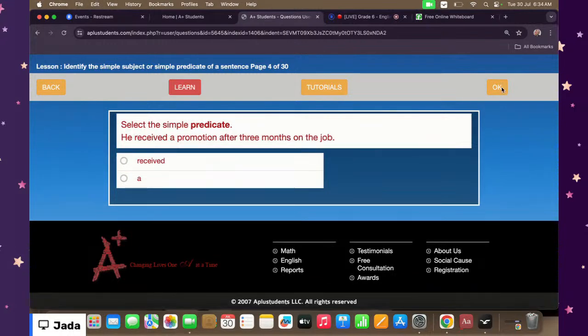He received a promotion after 3 months on the job. Simple predicates. What is the simple predicate? He received a promotion after 3 months on the job. So what is the simple predicate here? Received or a? One, received. Okay.